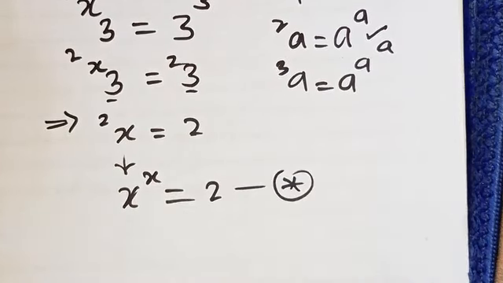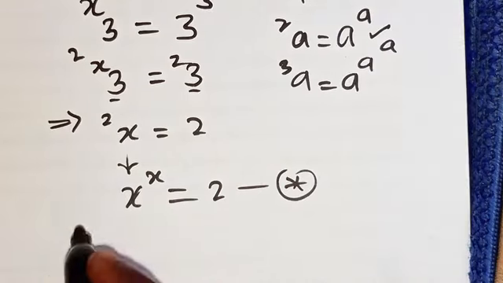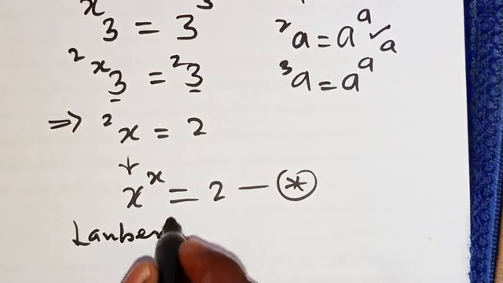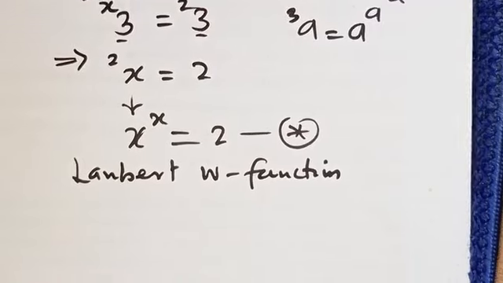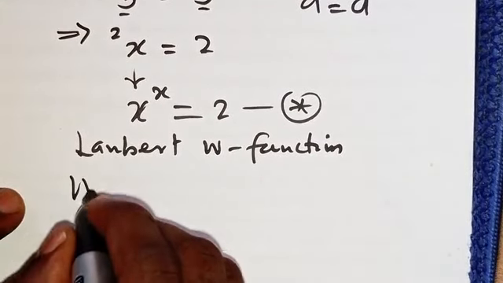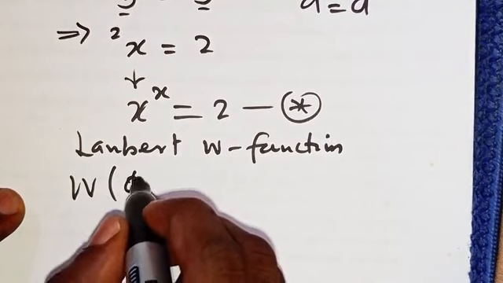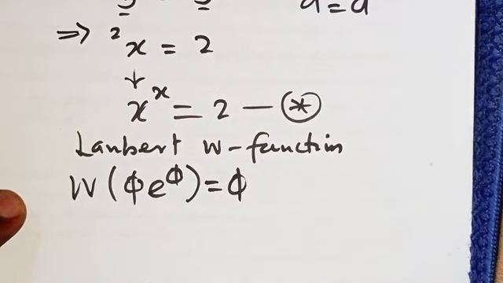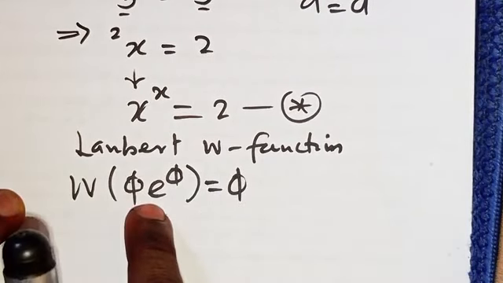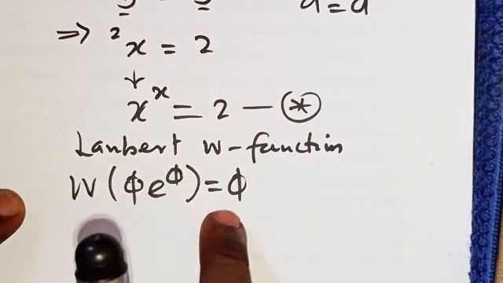This is the exponential equation that we are going to solve to get the value of x, right? The only method we can use here is the Lambert W function. So we are going to be using the Lambert W function. This Lambert W function states that W of phi e to the power phi gives us phi. So what we are saying is that when you have phi multiplying e to the power of phi, you're going to have phi.